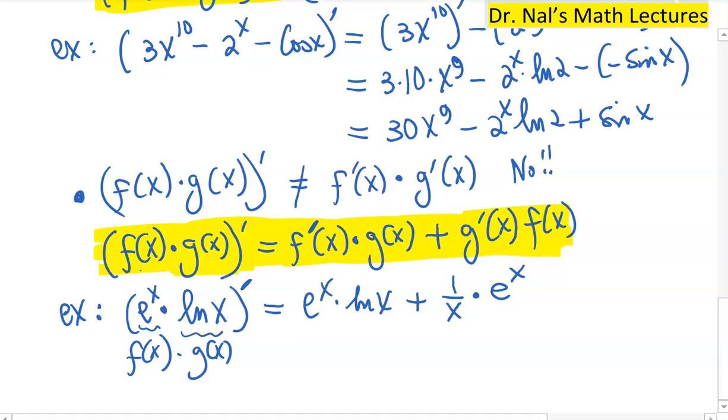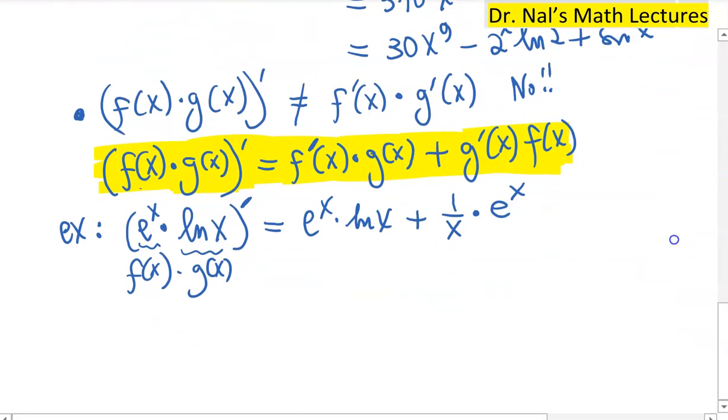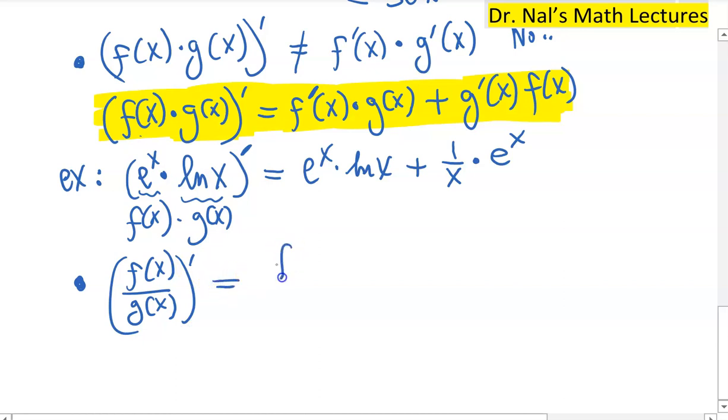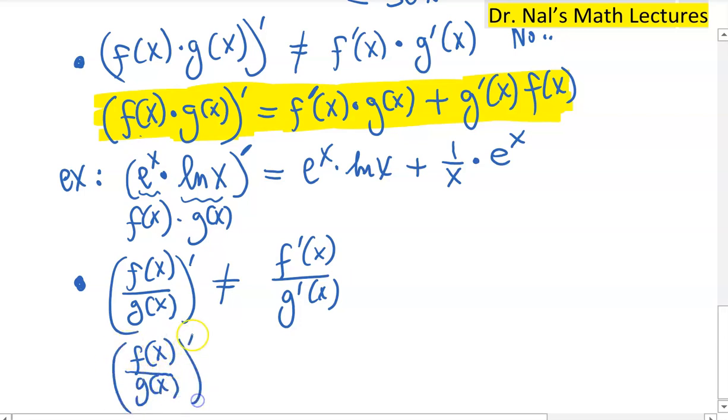product of two functions. All right, so finally, the last rule is the quotient rule. So what if we want to find the derivative of a quotient like this? Is it going to be equal to f prime of x divided by g prime of x? The answer is no. That's not what the quotient rule is. The quotient rule, just like the product rule, has a different form, and here it is.